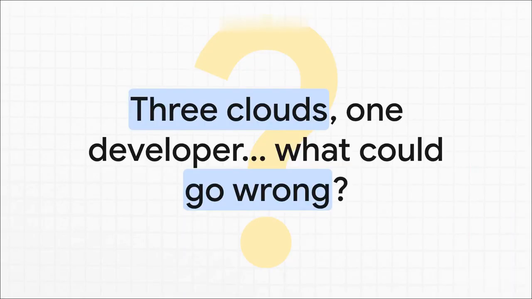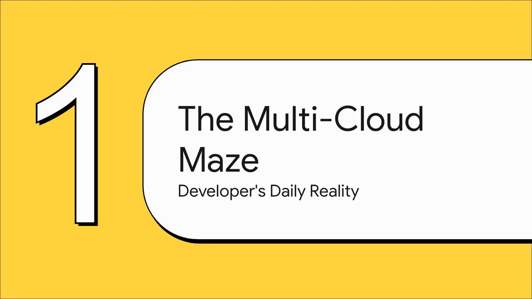So it all really starts with a question that I bet every engineering leader is grappling with. You've got these brilliant developers, right? And they're using the best services from AWS, Azure, and Google Cloud. You've got this awesome multi-cloud strategy, but for the developer on the ground, a lot of the time this feels less like a strategy and more like a puzzle with a bunch of missing pieces. And that puzzle, that's what we call the multi-cloud maze.